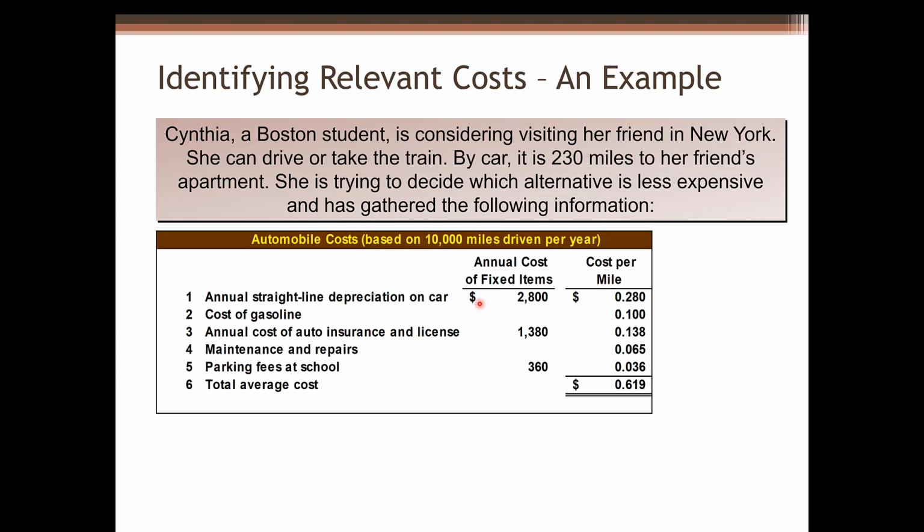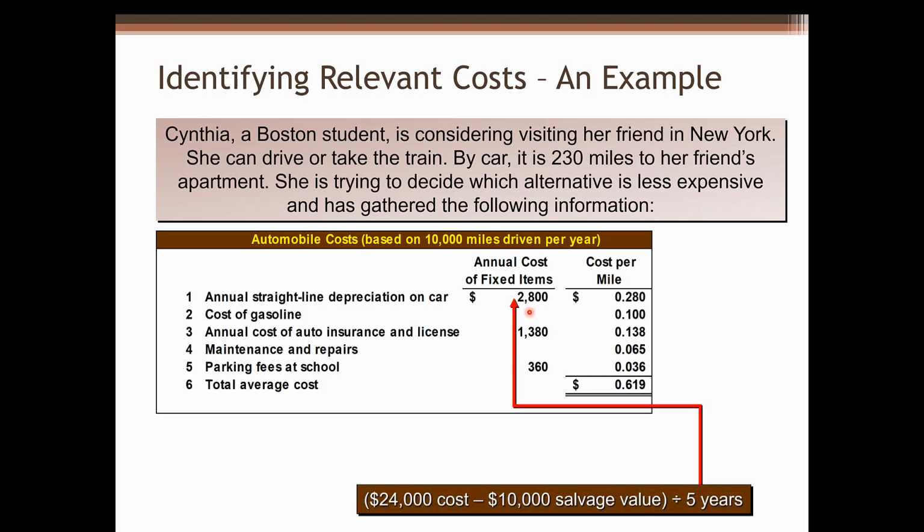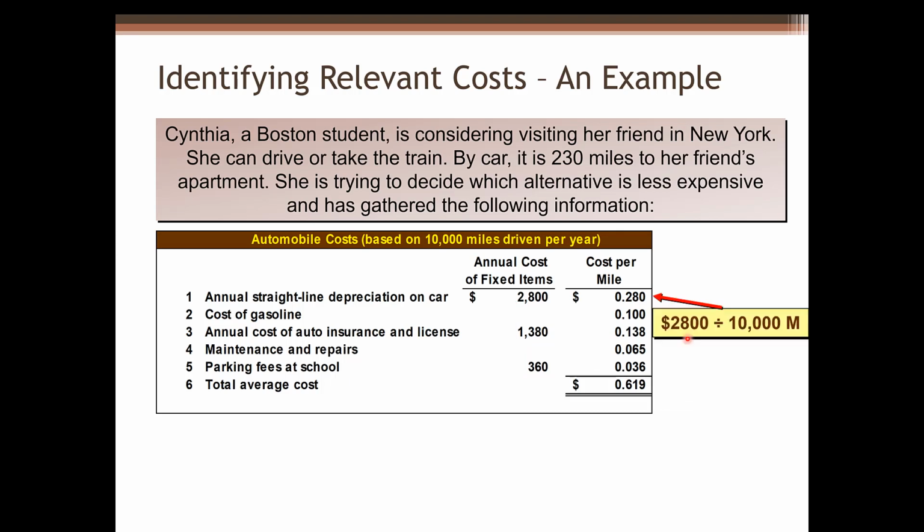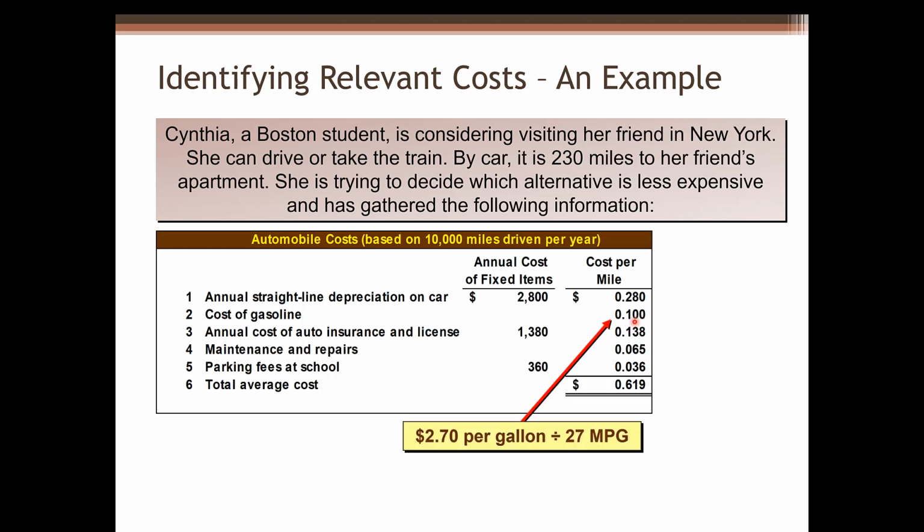For number 1, annual straight-line depreciation on the car, total cost $2,800. The annual straight-line depreciation is calculated by $24,000 total cost of the car minus $10,000 salvage value, divided by useful life of 5 years, and we can get $2,800. And then based on 10,000 miles driven per year, we can calculate the depreciation cost per mile. $2,800 divided by 10,000 miles, and we can get $0.28.